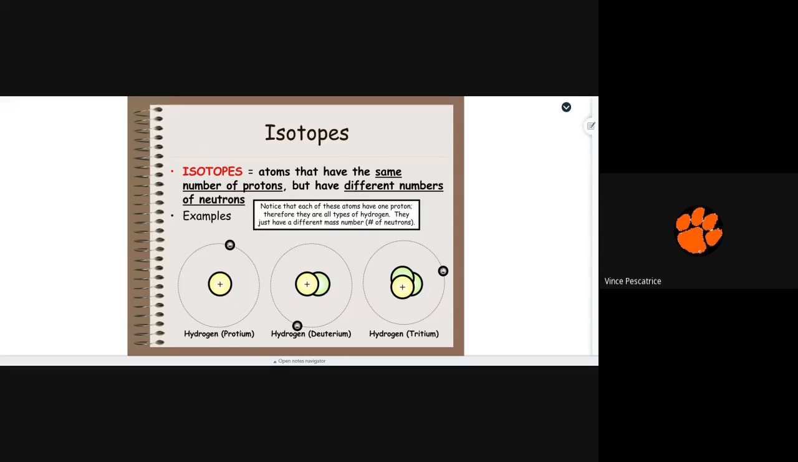So in this one, if you add more neutrons, all you do is you increase the weight of the atom. You don't change how it behaves. It's still a hydrogen atom, but if you add 1 or 2 neutrons, you still have hydrogen. It's just a different type of hydrogen. So isotopes are the same number of protons, but they have a different number of neutrons. And remember, you can change the number of neutrons in an atom and still keep the same atom, but if you have a different number of protons, you have a different element altogether, and that changes everything.